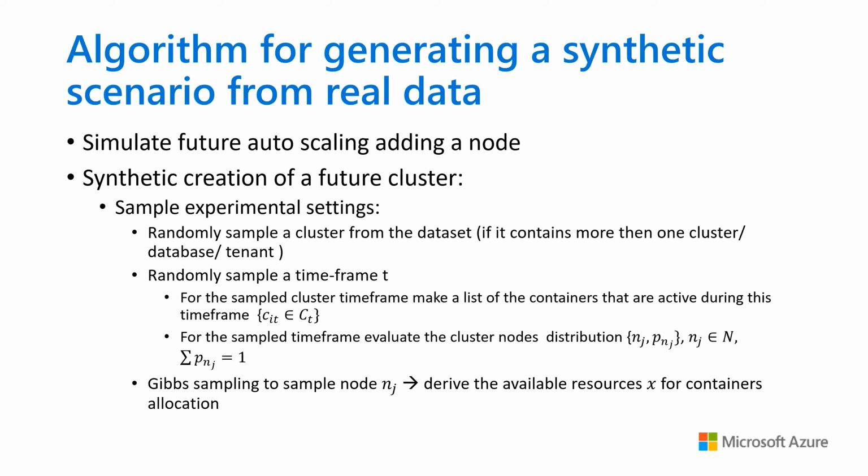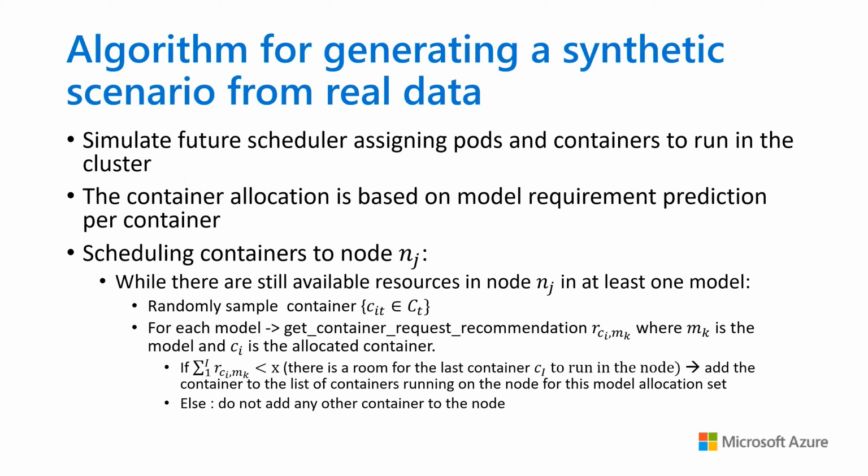And we also choose a node, or sample a node from the node pool, and this defines the available capacity of our cluster, or the node that we're trying to schedule to. And we're doing a stress test. So we keep scheduling containers until we can't schedule any more containers to the node. So the experiment goes repeatedly.